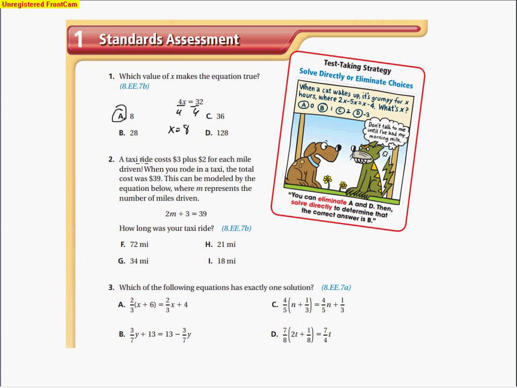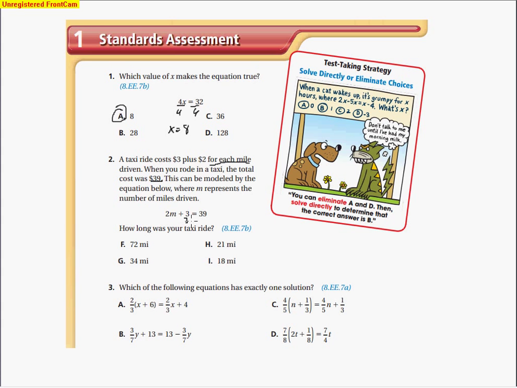A taxi ride costs $3 plus $2 for each mile, and so that always tells us our variable term there. And it says when you rode in the taxi, the total cost was $39. This can be modeled by the equation below, where m represents the number of miles driven. How long was your taxi ride?